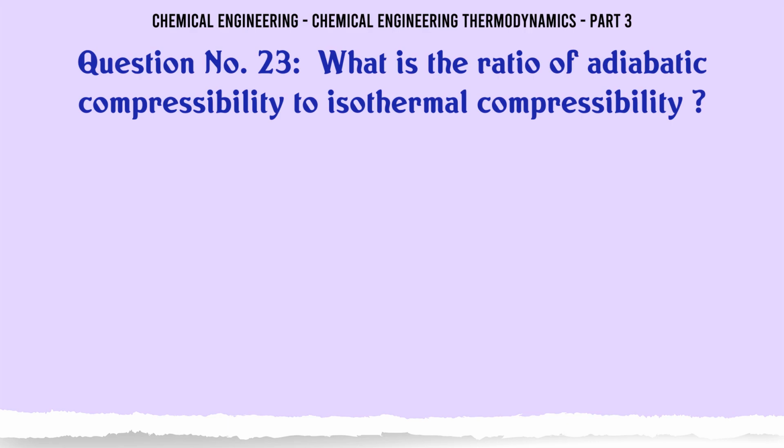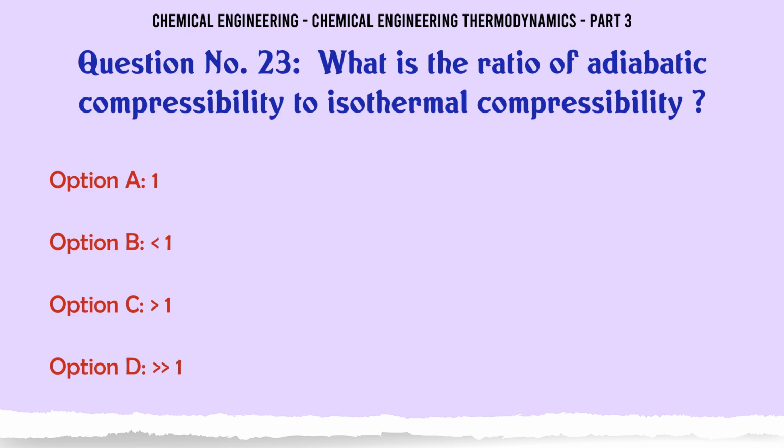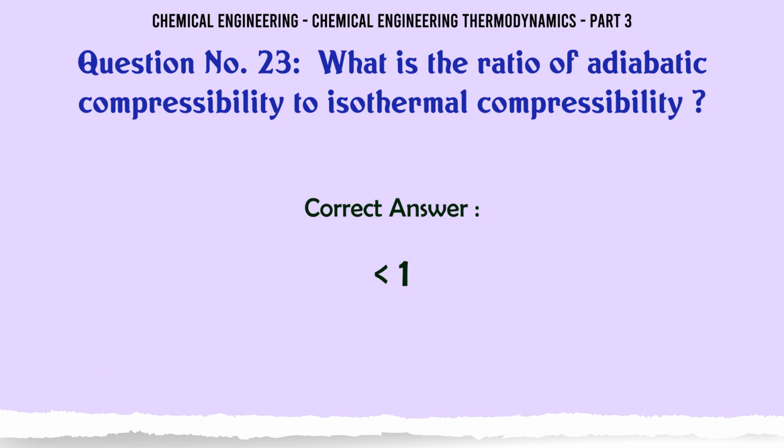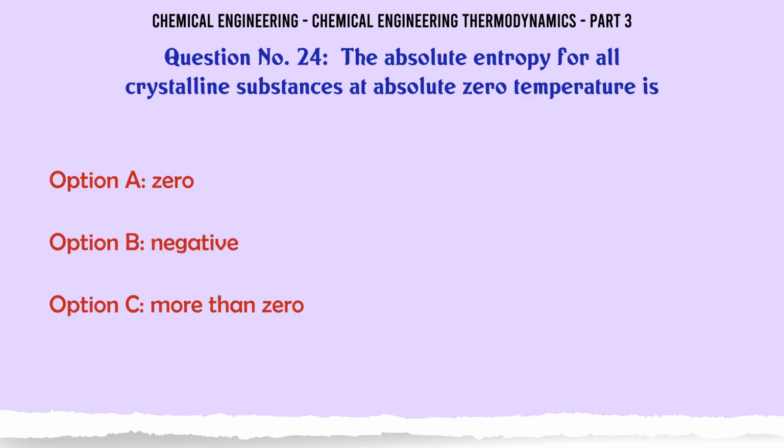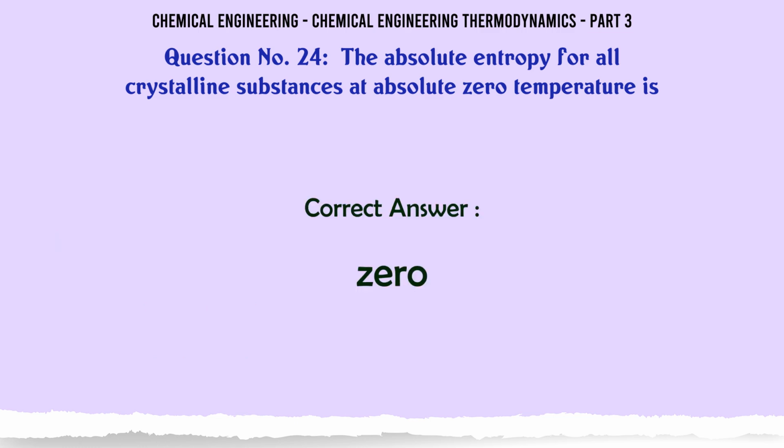What is the ratio of adiabatic compressibility to isothermal compressibility? A. 1. B. 1. C. 1. D. 1. The correct answer is 1. The absolute entropy for all crystalline substances at absolute zero temperature is: A. 0. B. Negative. C. More than 0. D. Indeterminate. The correct answer is 0.